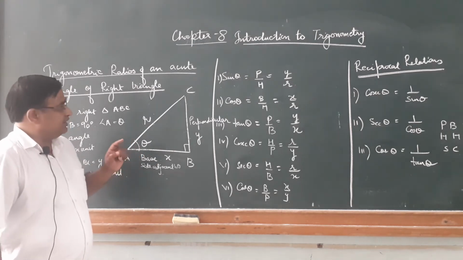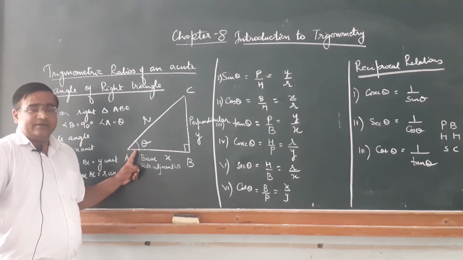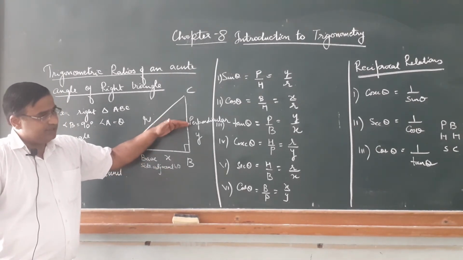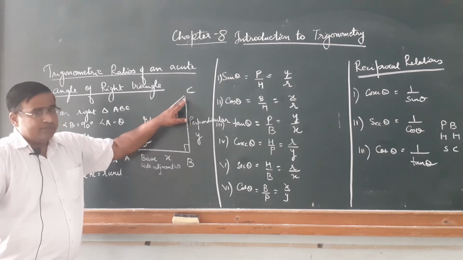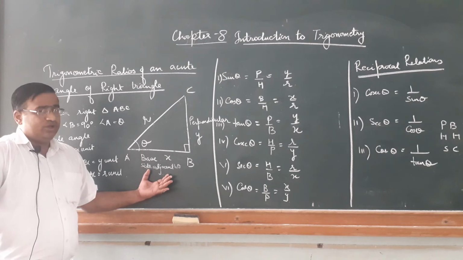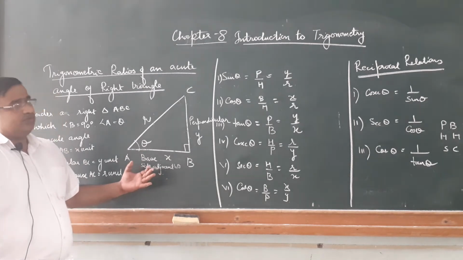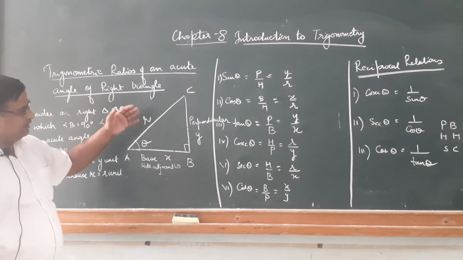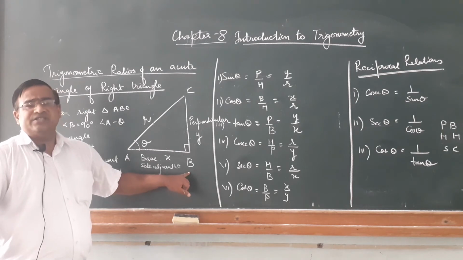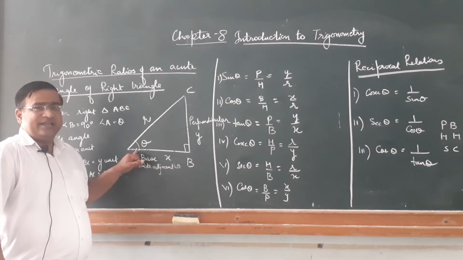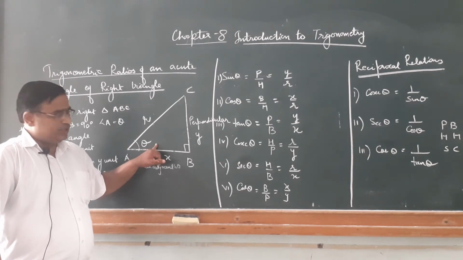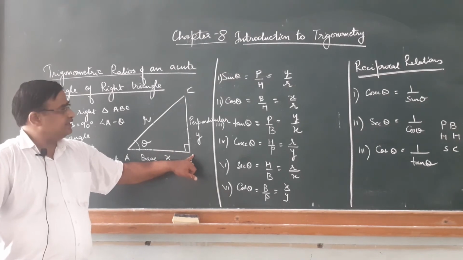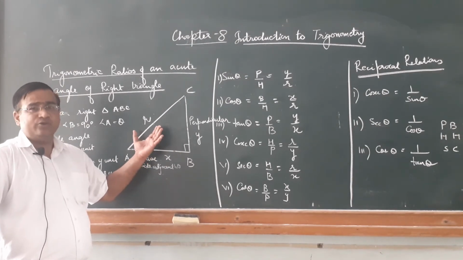Once again, remember that for acute angle A, the base will be the side AB and the perpendicular will be the side BC, and for acute angle C, the base will be BC and the perpendicular will be AB. So, once again I am revising trigonometric ratios of an acute angle of a right triangle. Take a right triangle ABC in which angle B is equal to 90 degrees. Let angle A equal to theta be any acute angle. Let the base AB be x units, the perpendicular BC be y units, and the hypotenuse AC be r units.